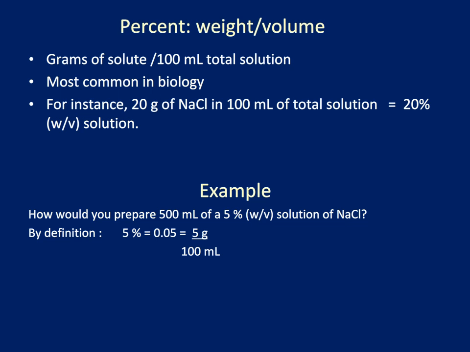Here's another example. How would you prepare 500 ml of a 5% weight to volume solution of sodium chloride? By definition, 5% equals 5 grams per 100 ml. Pause the video and do the calculation before seeing the answers.